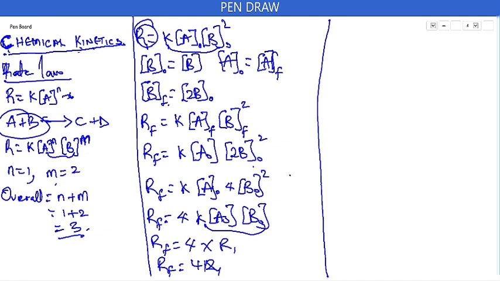So if I increase the concentration of a second order reactant by a factor of 2, my rate of chemical reaction will be increased also by a factor of 4. It will be raised to power of that 2. Do you understand? So that's it.